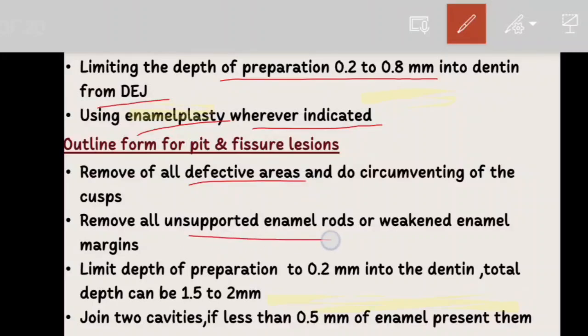Now, the outline form for the pit and fissure lesion: remove all the defective areas, remove all unsupported enamel rods, avoid margins in high stress areas. Now limit depth of preparation to 0.2 mm into the dentine. So total depth can be 1.5 to 2 mm, and join two cavities if less than 0.2 mm of enamel is present between them.